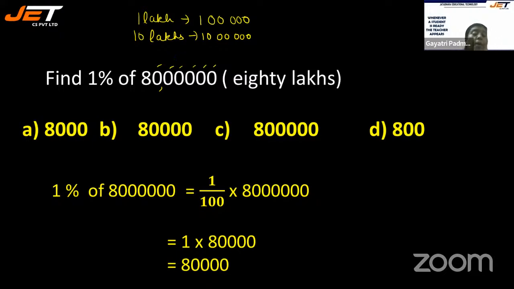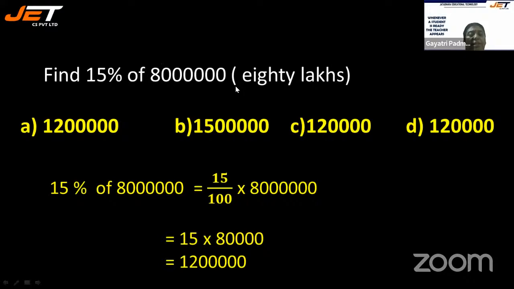So here they're asking 1% of 80 lakhs means what? So 0 0 will get cancelled, which is 80,000. So therefore your answer must be option B, 80,000. All right, students? Yes. Right. Now see the next one. What is 15% of 80 lakhs?